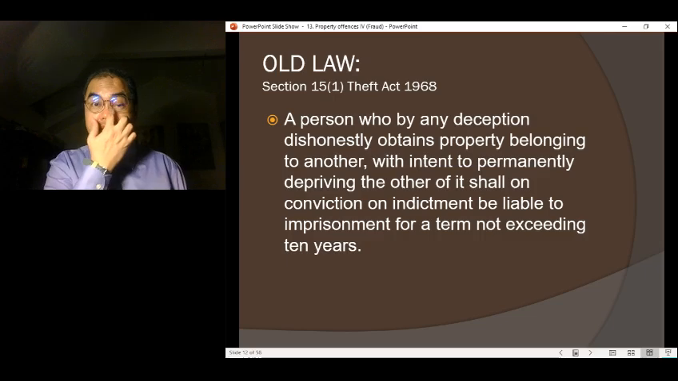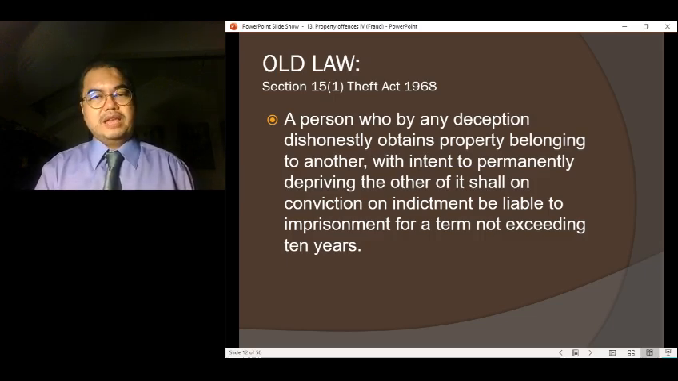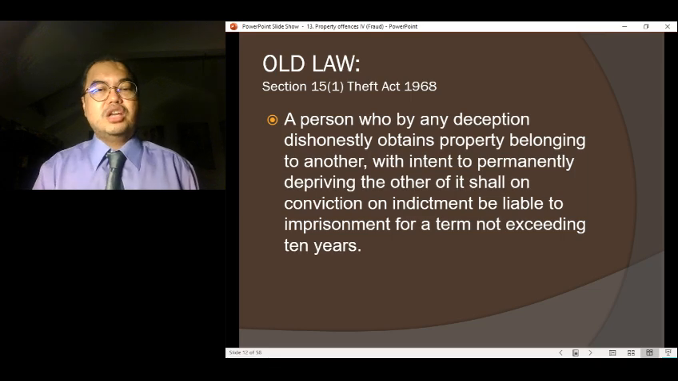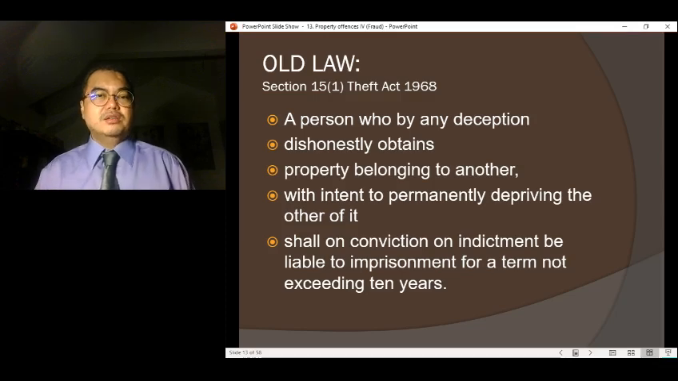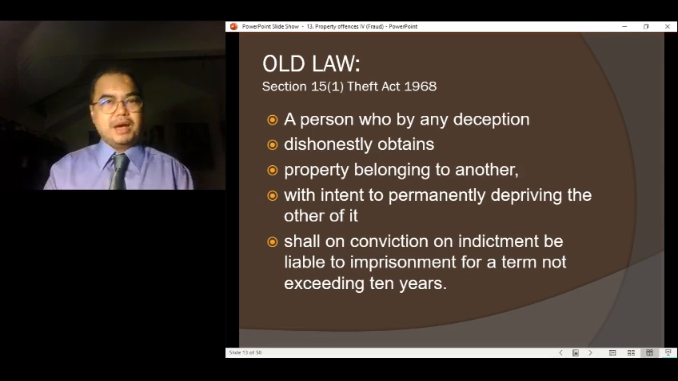So you look at Section 15 of the Theft Act. A person who by any deception dishonestly obtains property belonging to another with intention to permanently deprive the other of it shall, on conviction on indictment, be liable to imprisonment for a term not exceeding 10 years. Let's break it up. The key elements are that the person must have committed deception, who by any deception dishonestly obtains property belonging to another. So the property was obtained by deception.